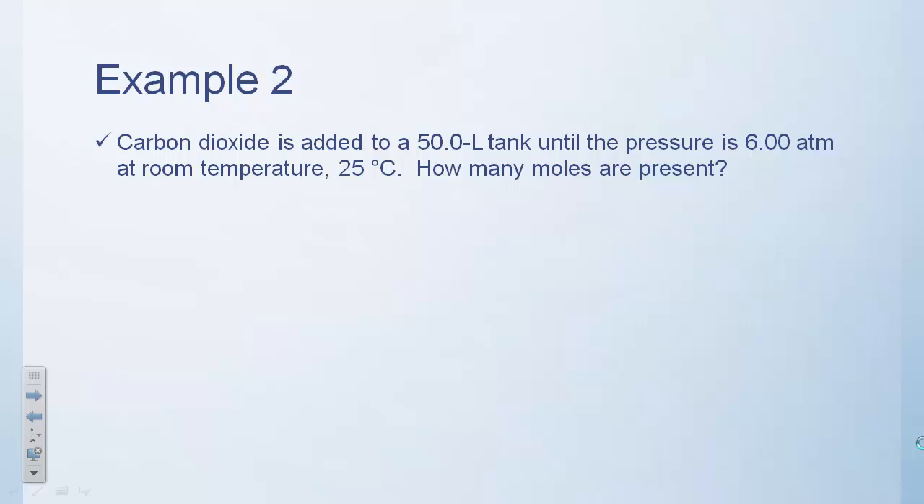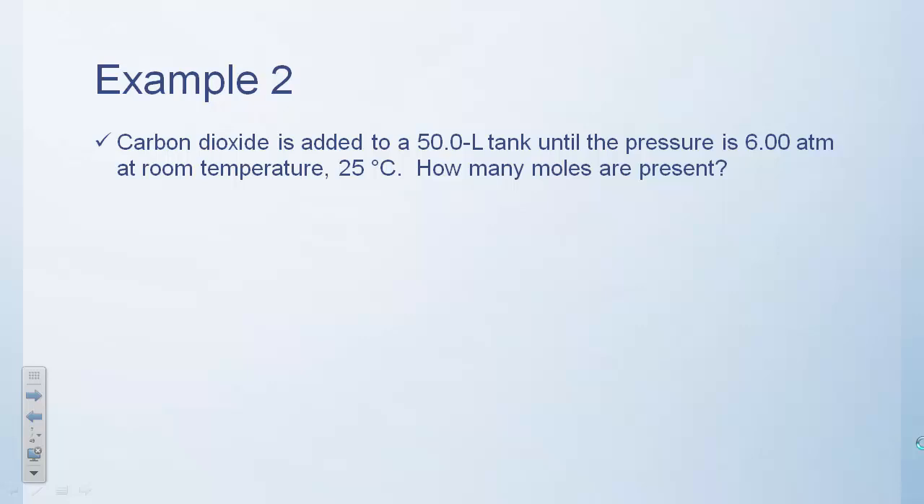Let's try our next example. In this case, we're told that carbon dioxide is added to a 50-liter tank until the pressure reaches 6 atmospheres. And this is done at room temperature. And we're asked to find how many moles are present.